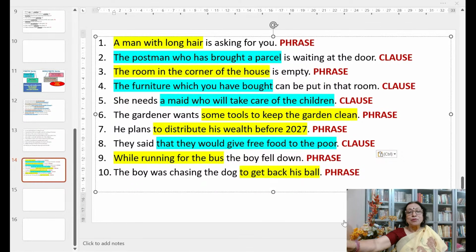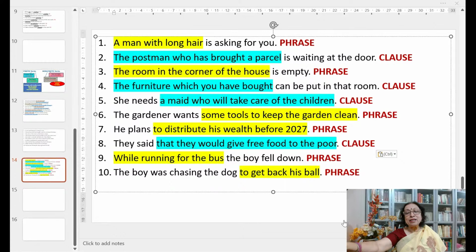Every sentence, the part of the sentence which is not underlined, which I have not identified in all the 10 sentences, they are all clauses. "Is asking for you" is a clause. "Is waiting at the door" is a clause. "Is empty" is a clause. "Can be put in that room" is a clause. "She needs" is a clause. "The gardener wants" is a clause. "He plans" is a clause. "They said" is a clause. "The boy fell down" is a clause. And "the boy was chasing the dog" is also a clause.